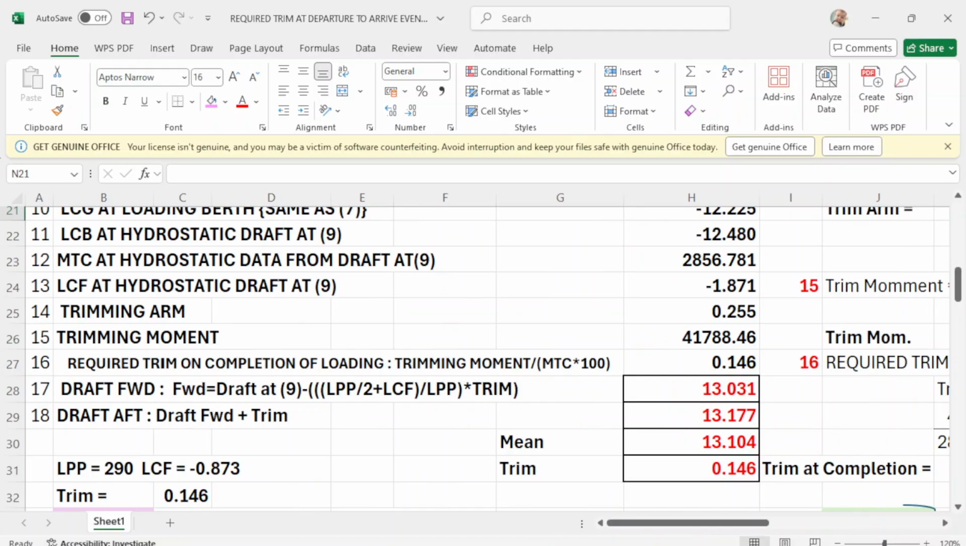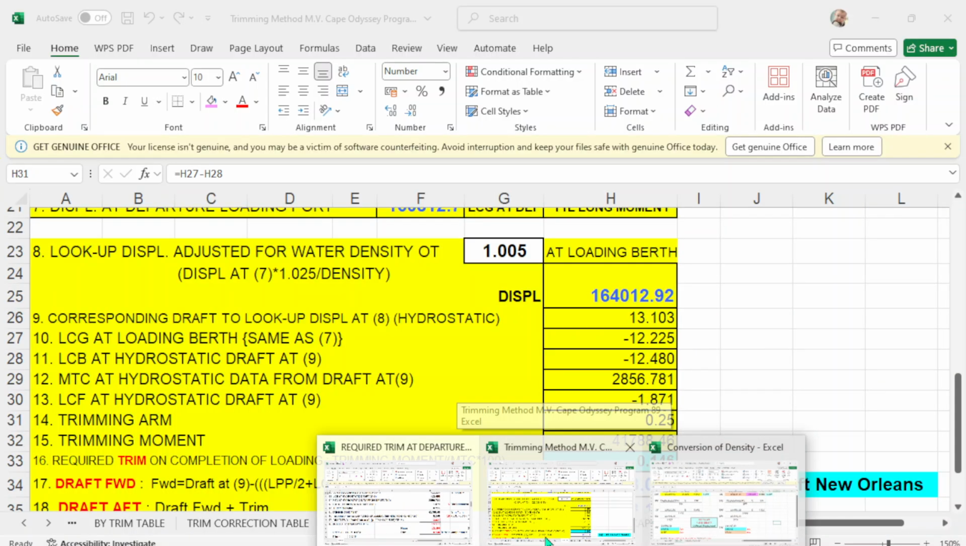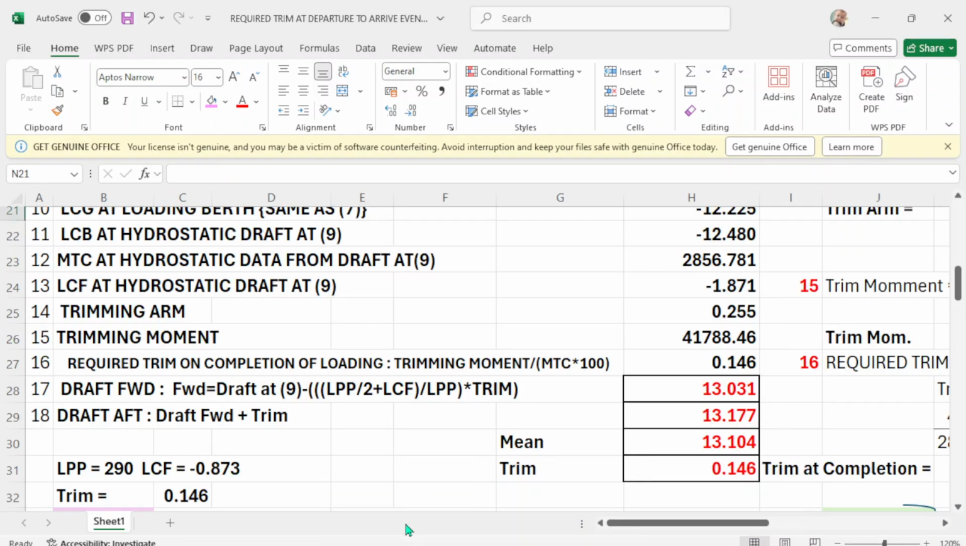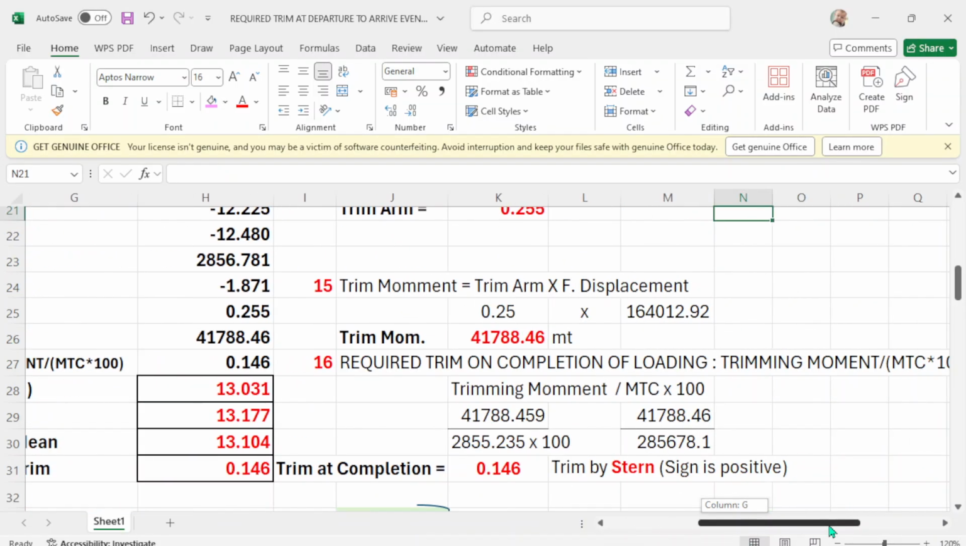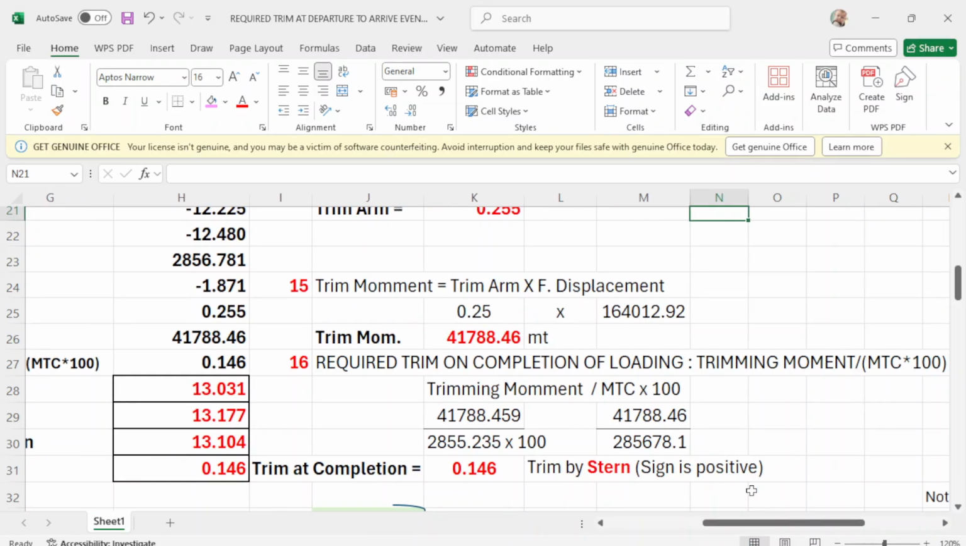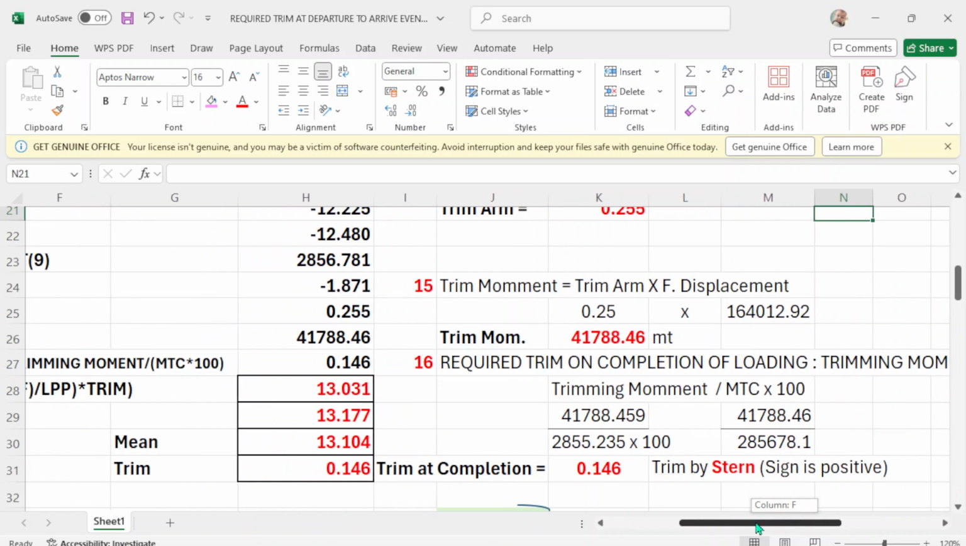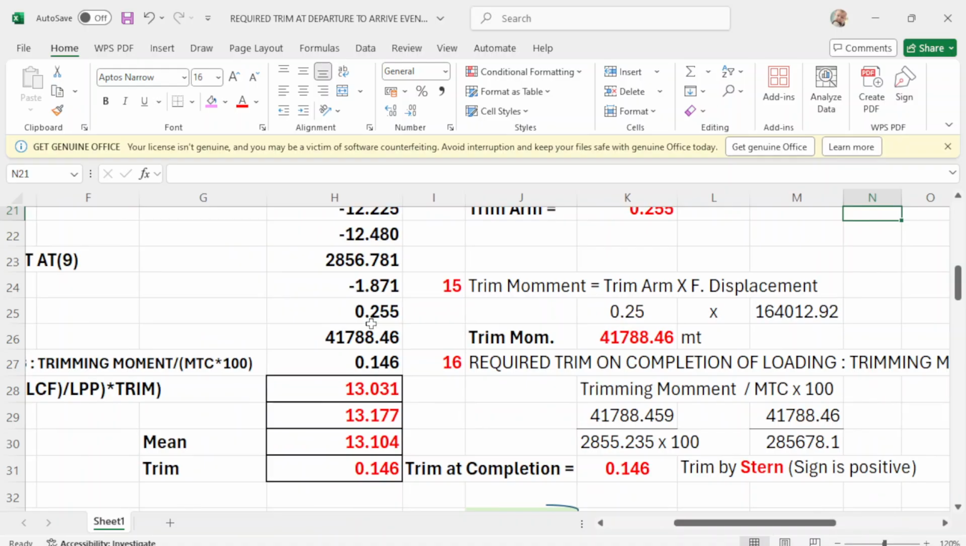How do you get your trimming moment? This will be your trimming moment of 15. Click this one. That will be H31 times H25. So your trimming moment is your trimming arm times your final displacement. Okay, so what is your trimming arm? Your trimming arm is this one, 0.225.